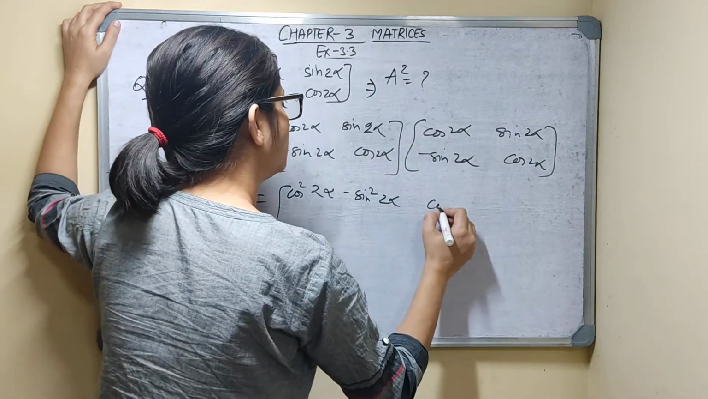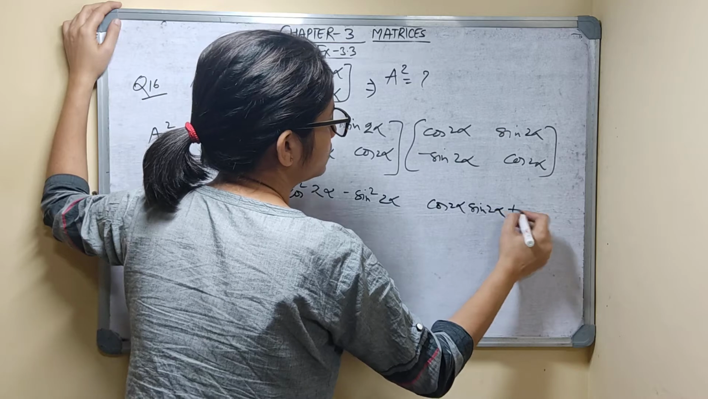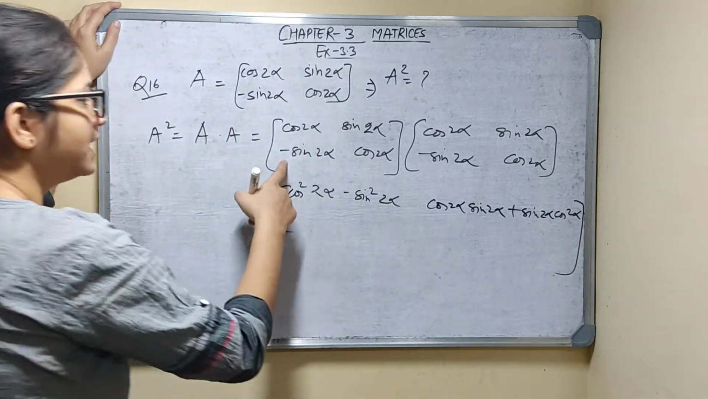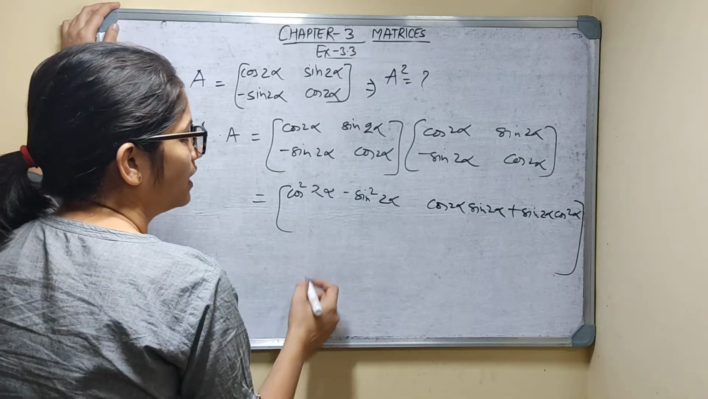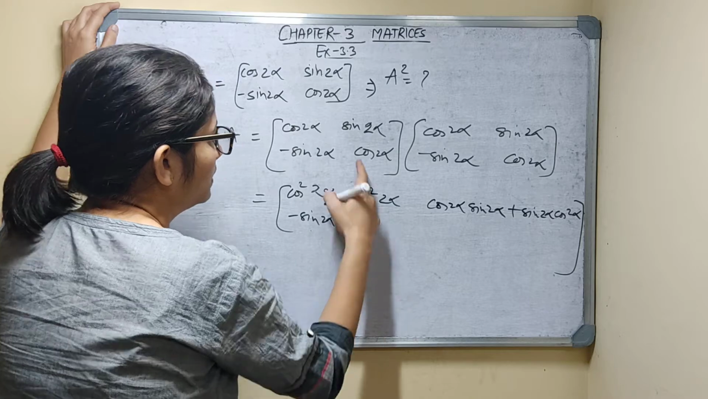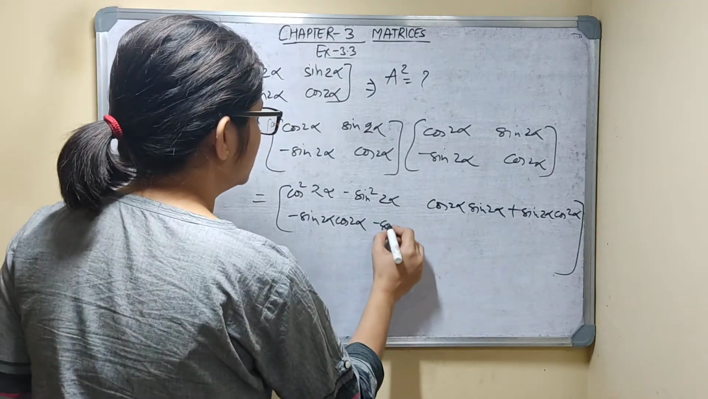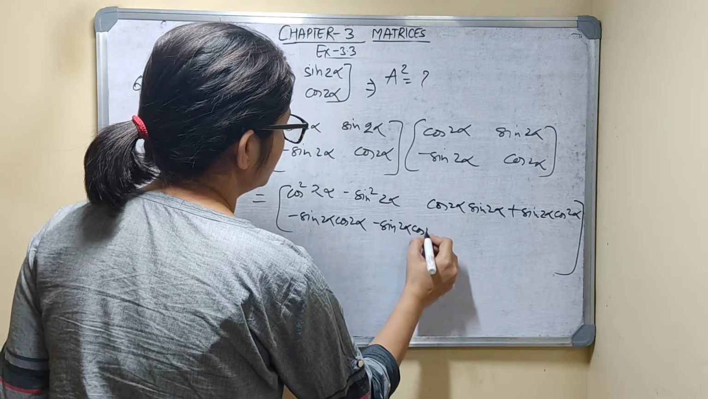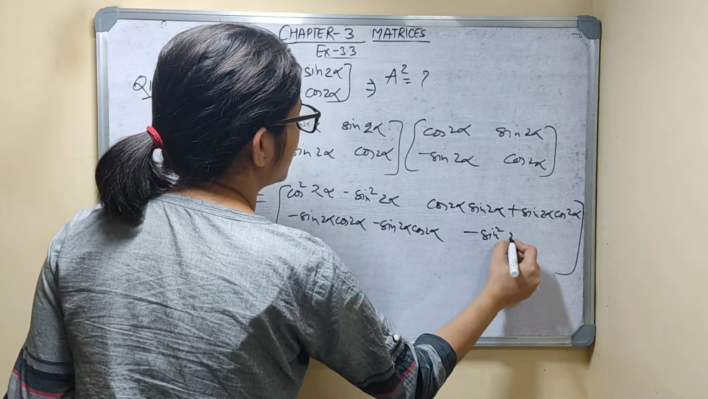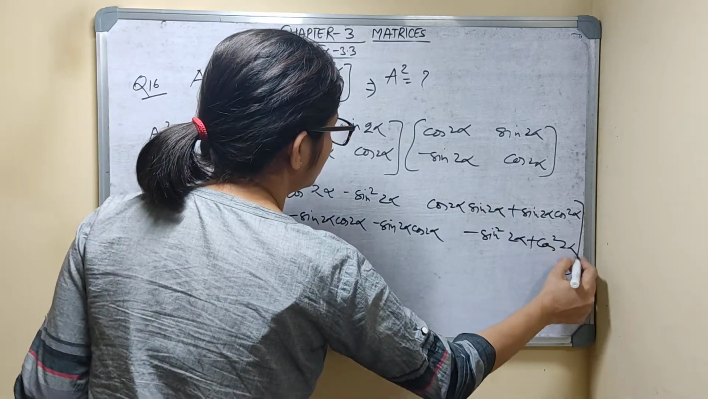Cos 2 alpha into sin 2 alpha, plus sin 2 alpha cos 2 alpha. Then minus sin 2 alpha cos 2 alpha, plus cos 2 alpha into minus sin 2 alpha, so minus sin 2 alpha cos 2 alpha. Then minus sin 2 alpha into sin 2 alpha, minus sin square 2 alpha, plus cos 2 alpha into cos 2 alpha, that is plus cos square 2 alpha.